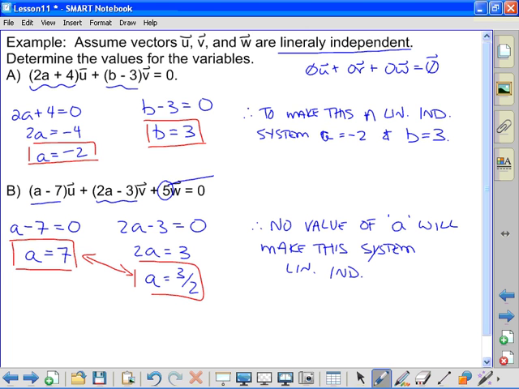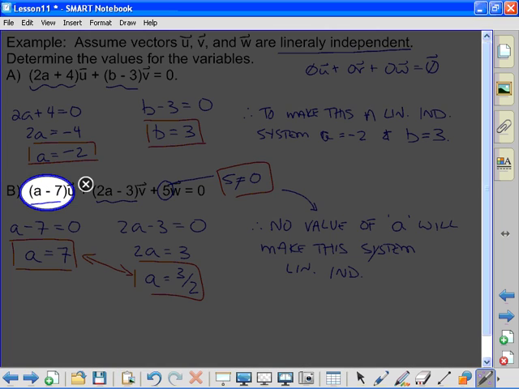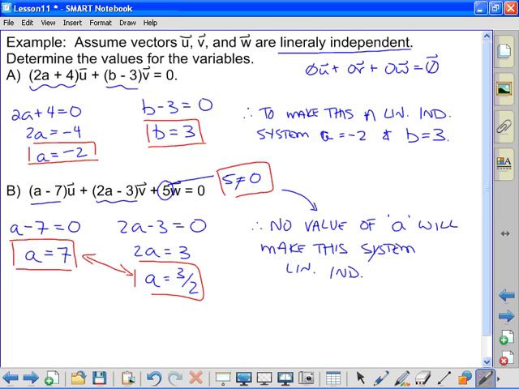And take note of the last one that I never bothered getting to: 5 would have to equal 0. We know that's not true, so there's another problem where there's no value that makes the system linearly independent. So in this example, you're looking for variables to make that scalar equal 0 to create a linearly independent system. There's a couple of questions like that in the homework, and examples just to help avoid confusion when you get to them.